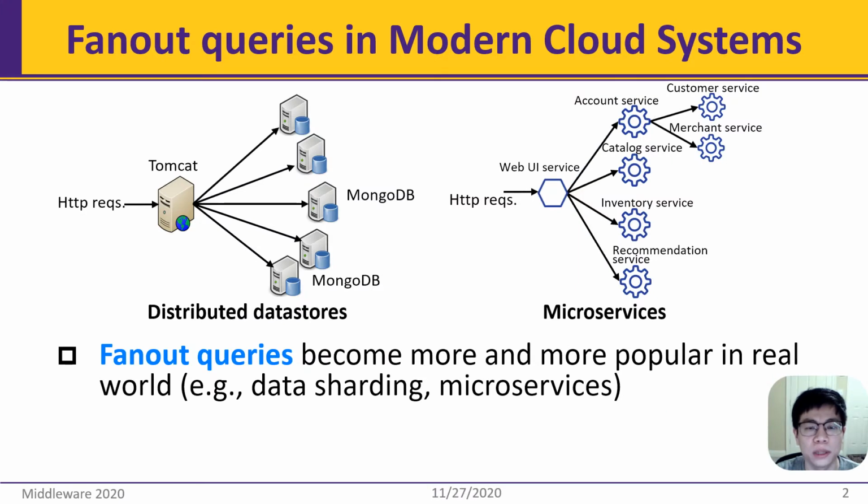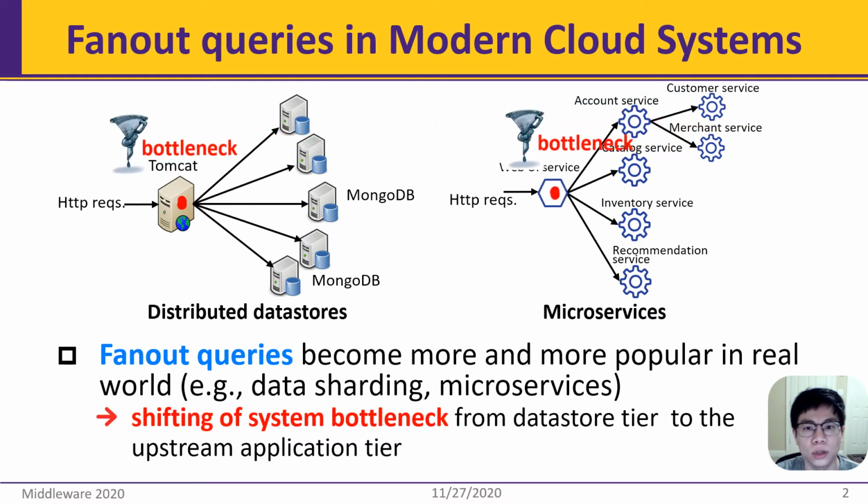Fanout queries are becoming more and more popular in the real world, like data sharding and microservices. So the system bottleneck is very likely to shift from the original datastore to the upstream application tier. How to handle these fanout queries in the application server and always provide good service is a big challenge.